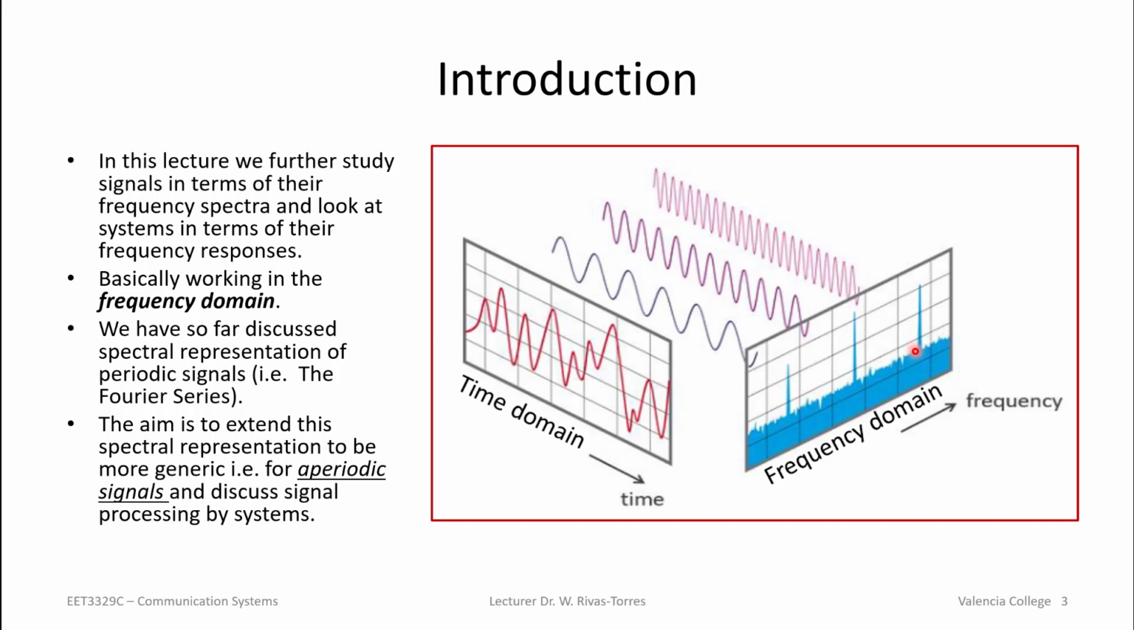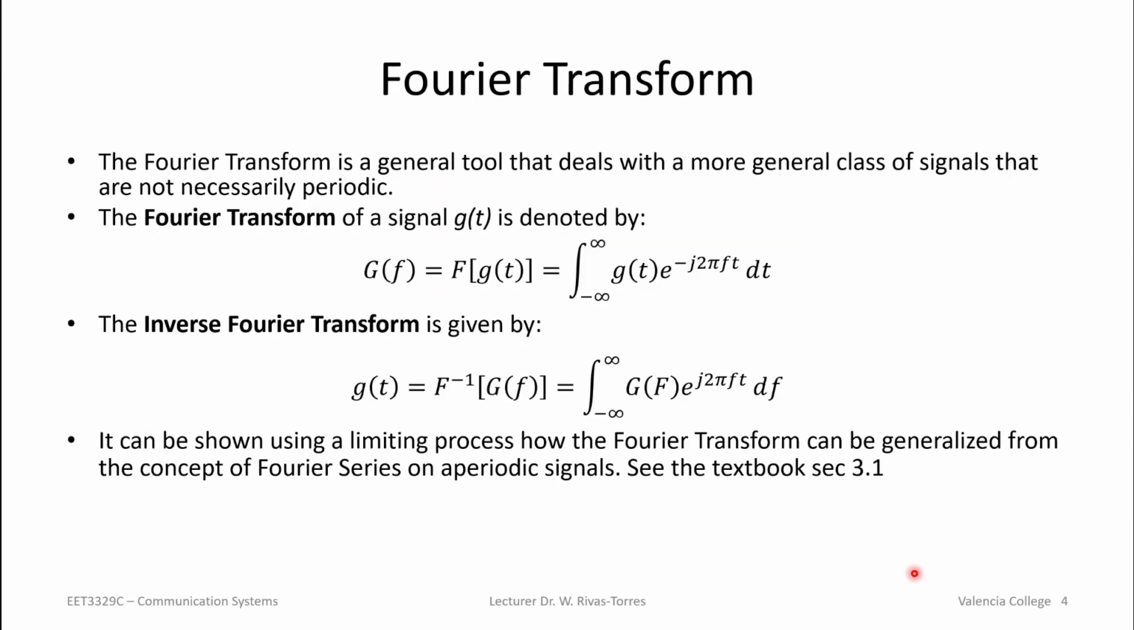Another aim that we have is to look at signals that are no longer necessarily periodic. We so far talked about all these signals, and we make them periodic. We want to extend what we know to the more general aperiodic kind of signals. So the Fourier transform is the general tool that we use to deal with the more generic class of signals, like the ones that are not necessarily periodic.